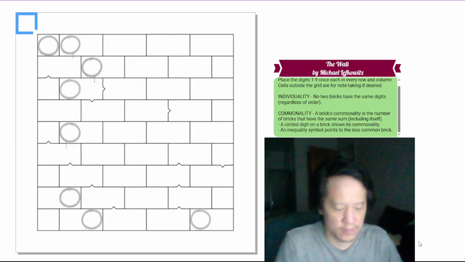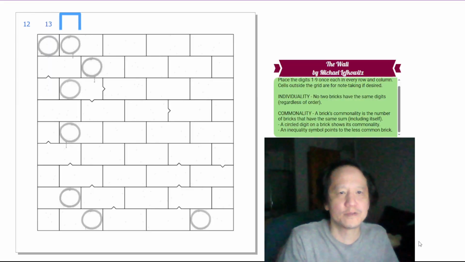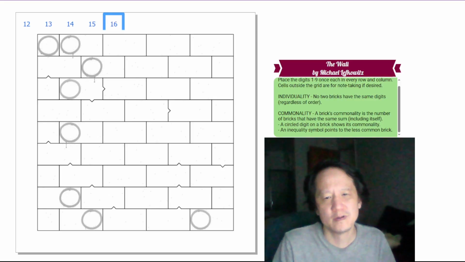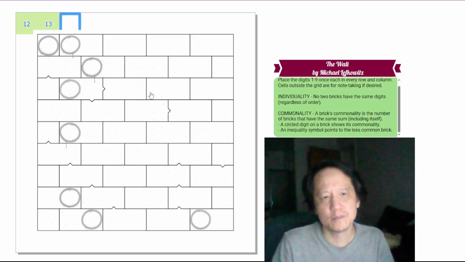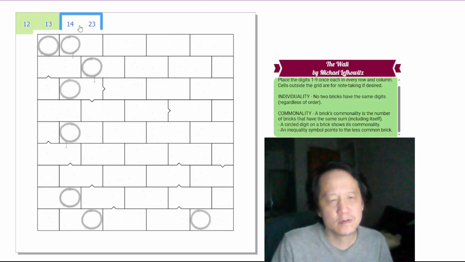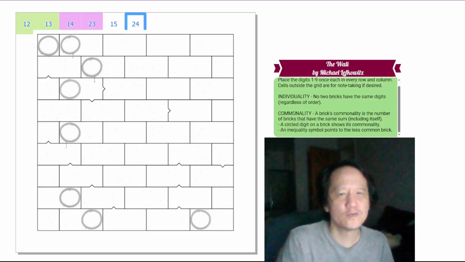So again, 1, 2, 1, 3, 1, 3, 1, 4, 1, 5, 1, not 1. Do we want to keep it that way? These are green. Yeah, I'm trying to figure out if I want to keep it that way. 1, 4, and 2, 3. So these are the pinks. 1, 5, and 2, 4.